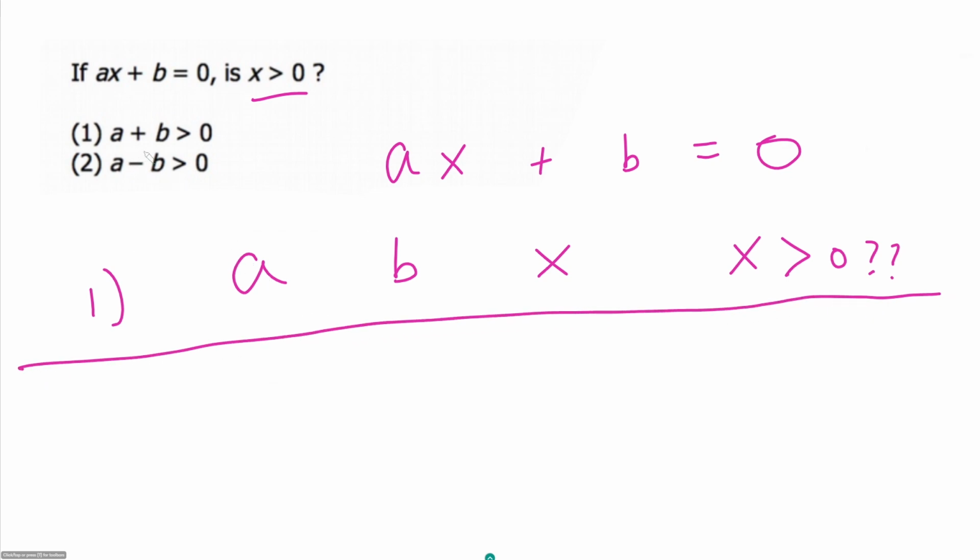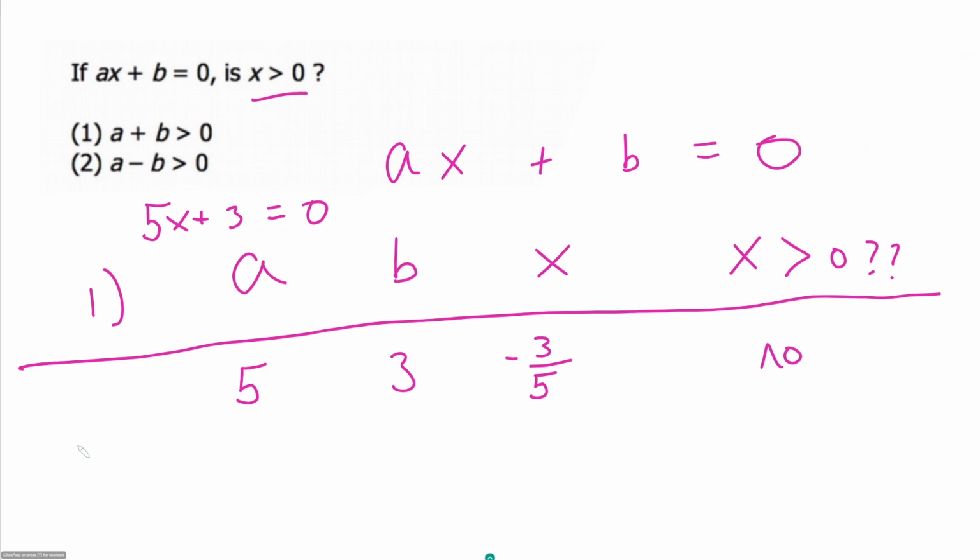So let's just choose a set of easy numbers where a plus b is greater than 0. I'll say a is 5, b is 3. So in this case, we have 5x plus 3 is equal to 0. So x is equal to negative 3/5. So in this case, we have an example where we have a no to our question.